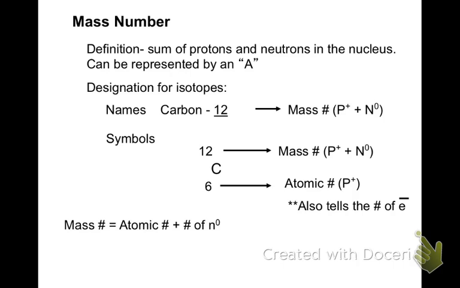So the mass number is the atomic number plus the number of neutrons, because the atomic number is your protons. If you want to find the number of neutrons, that means you can just take your mass number and subtract your atomic number.